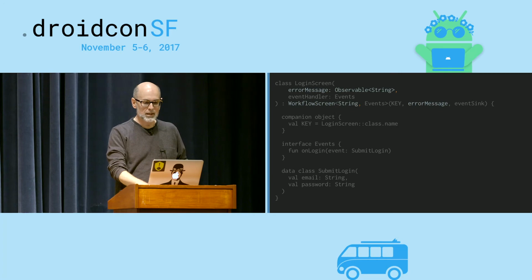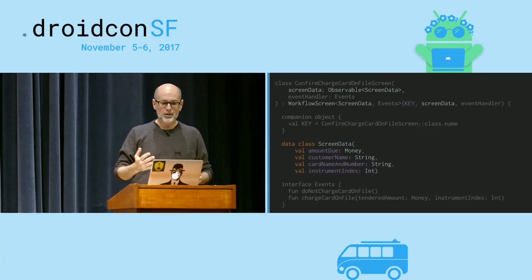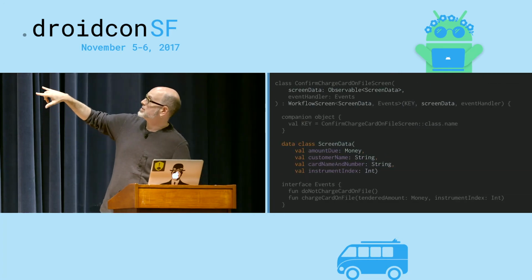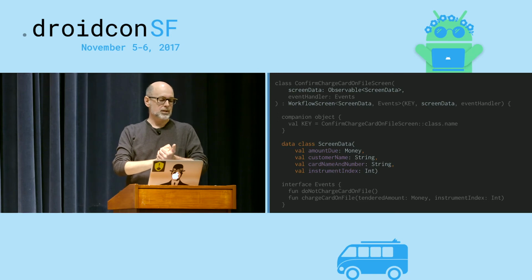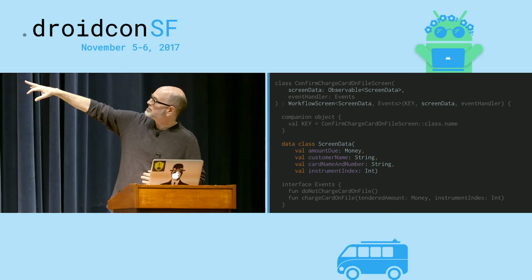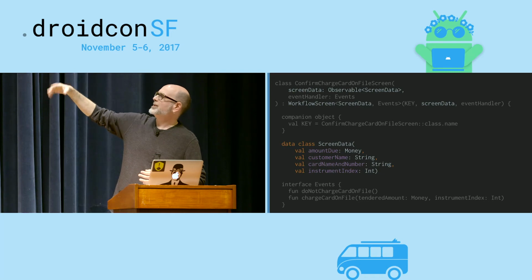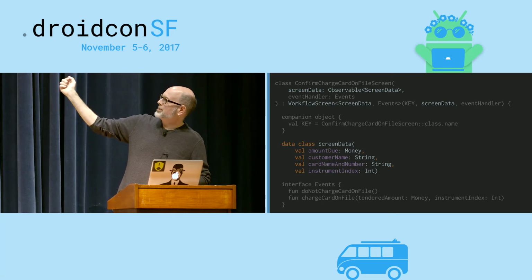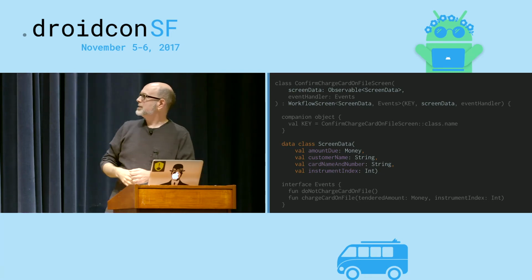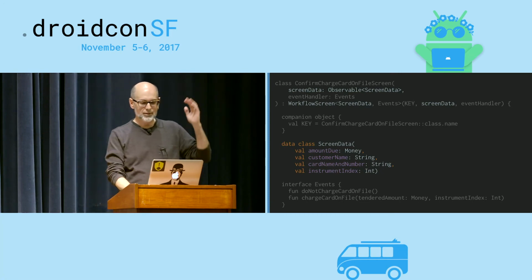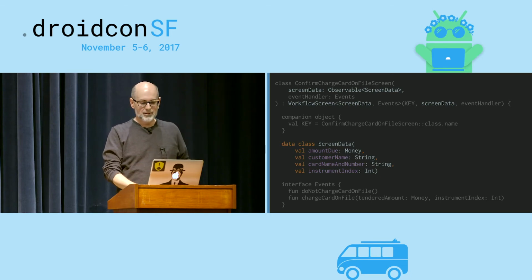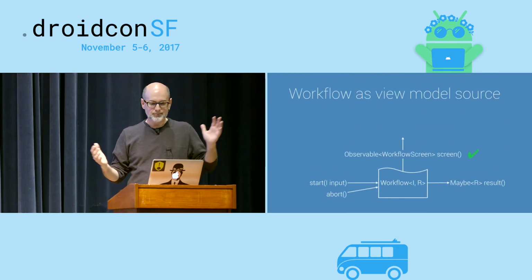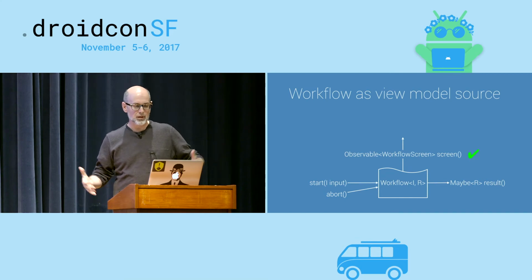Just a little tangent here, a more interesting screen, and this is one I actually did take straight out of our app, would have more complex screen data. Like this is the screen that confirms that you want to save the customer's credit card, or no, it confirms that you're charging. I forget what it does, but it could be showing you the amount that's going to be charged and what's the customer's name and the obfuscated credit card number, and I don't even know what an instrument index is, but that's the idea. It's just the blob of stuff that defines what you're going to render. So that's what our workflows are emitting.